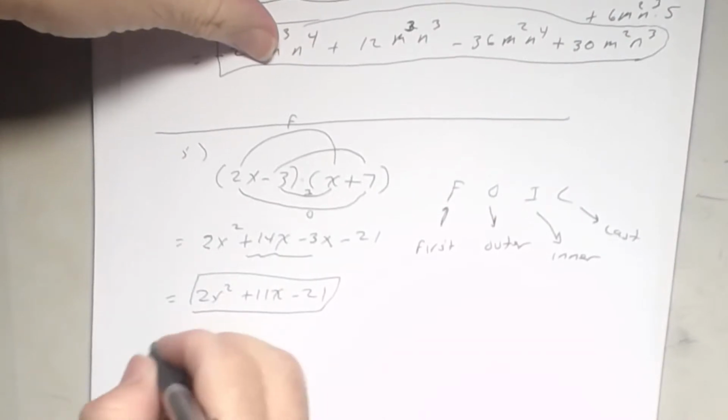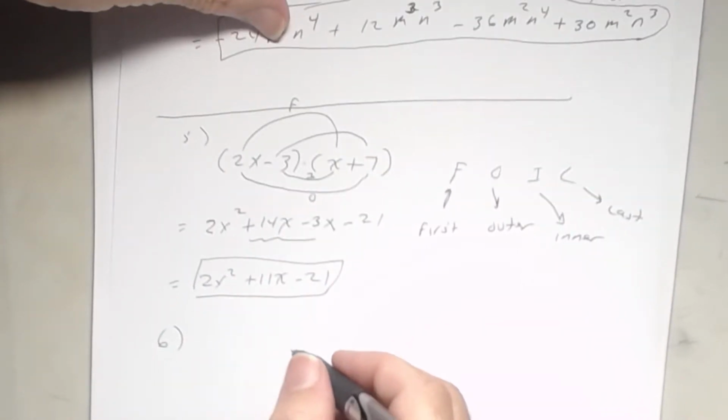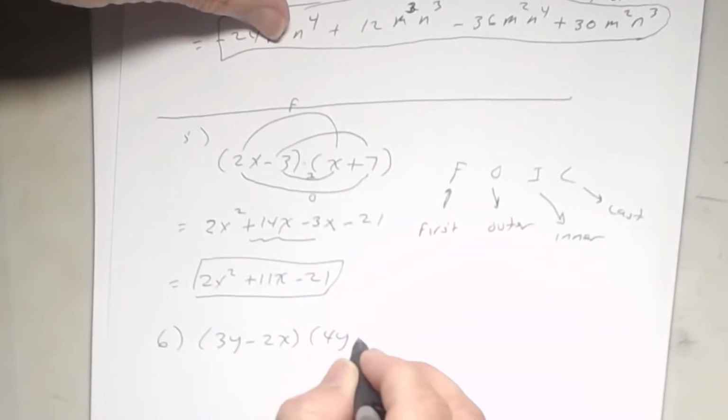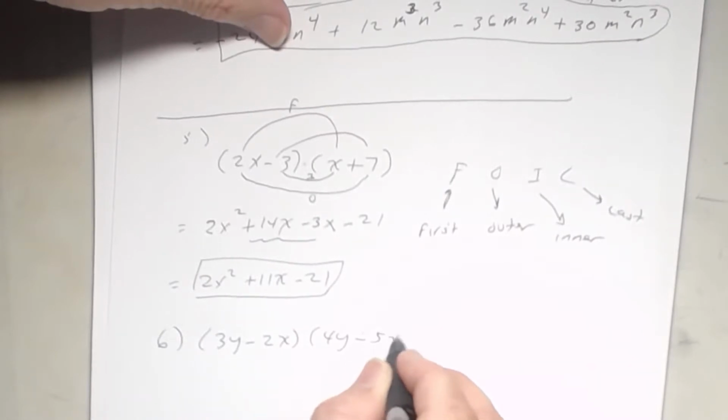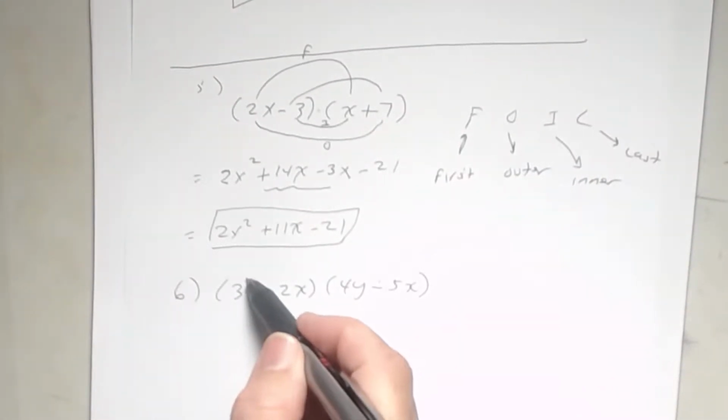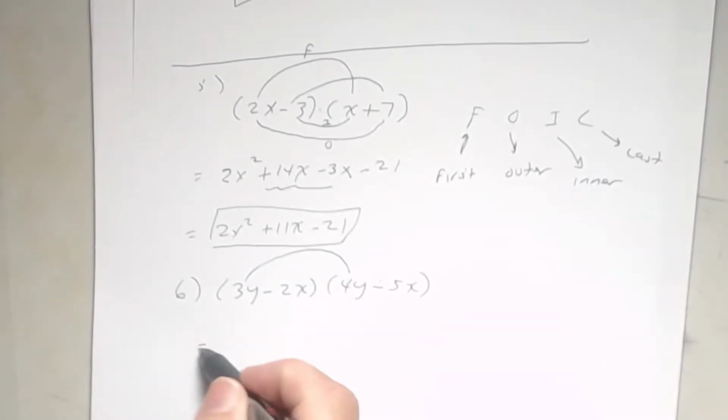All right. Number 6. Suppose you had 3y minus 2x times 4y minus 5x. Okay, so I want to multiply this out. Now notice it's a binomial times a binomial, so I can use the FOIL method. So FOIL, first, do it in that order. So the first would be 3y times what? 4y. 12y squared.